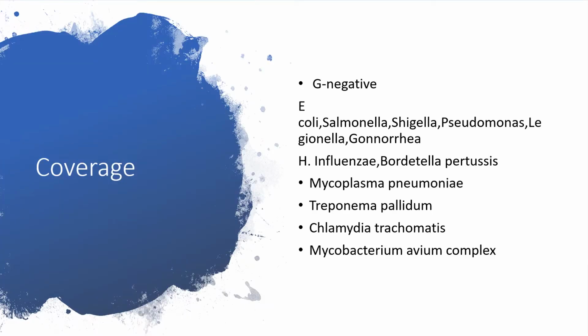Coverage. Azithromycin will cover gram-negative like E. coli, Salmonella, Shigella, Pseudomonas, Legionella, Gonorrhea, Haemophilus influenzae, and Bordetella pertussis. Also, it will cover Mycoplasma pneumoniae, Treponema pallidum, that is syphilis, Chlamydia trachomatis, or Mycobacterium avium complex, in other words, atypical bacteria.